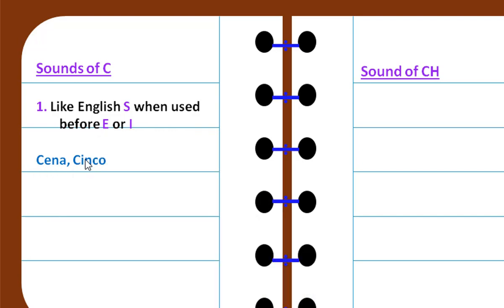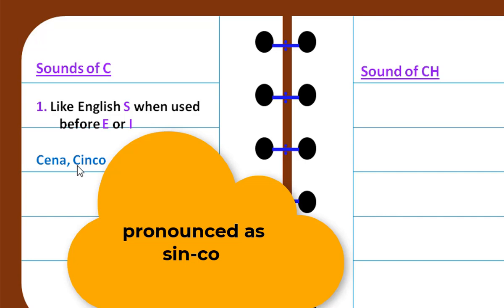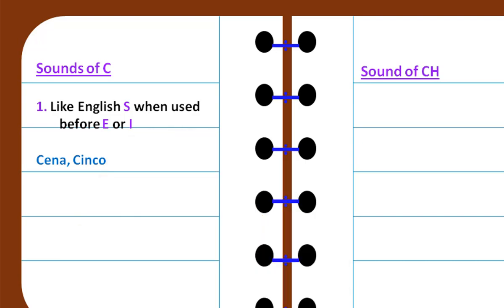Another example, there is the presence of I after C. Let's take it like cin, and the second syllable is co. Cinco is the word. Cinco is five, number five. Cena, cinco.